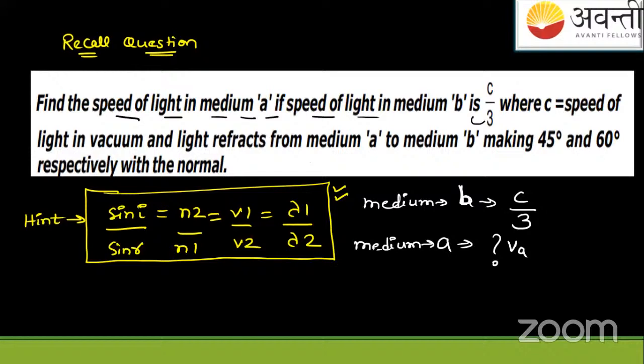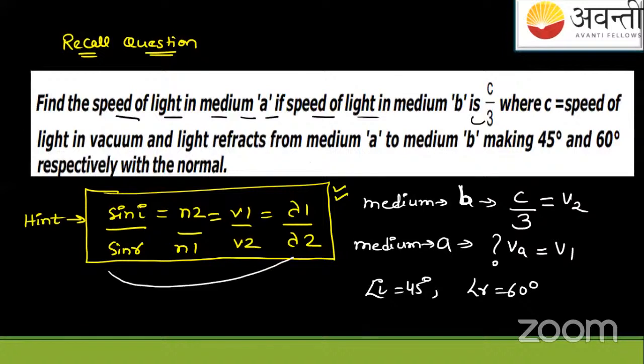Okay, good. So these are the things. This is the speed of light in medium B, that is V2. This is the speed of light in medium A, that is V1. And they've given the angles. Angle of incidence is 45 degrees and angle of refraction is 60 degrees. Can't you apply these things and find this VA?